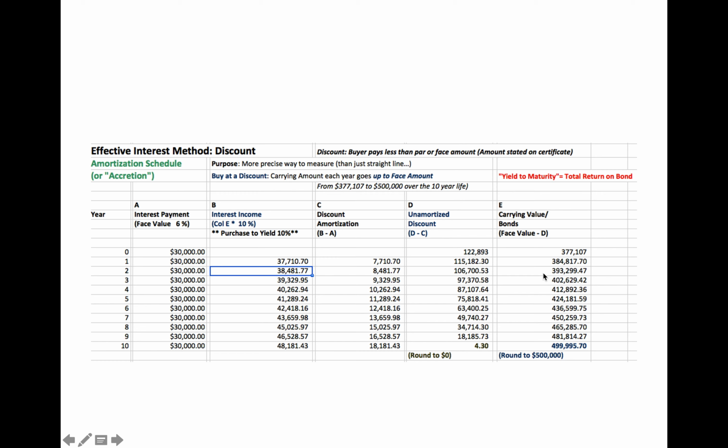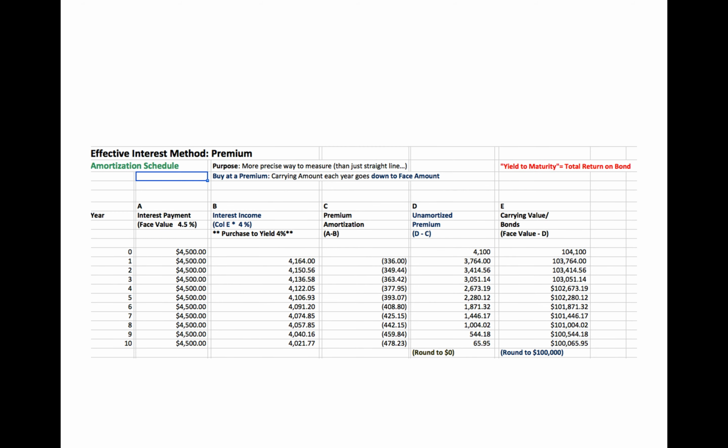So the same thing each year. Column E times 10% in year two, $38,481. The difference between A and B, $8,481. Lowers the unamortized discount, increases the carrying value until we get the carrying value up to $500,000. So that is the effective interest rate method when you buy a bond at a discount that creates more income.